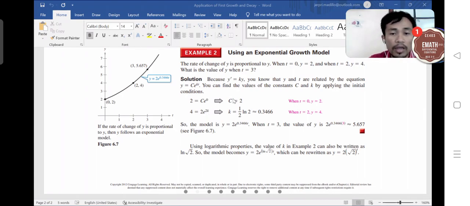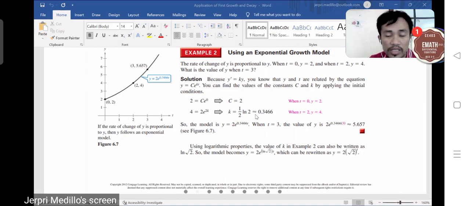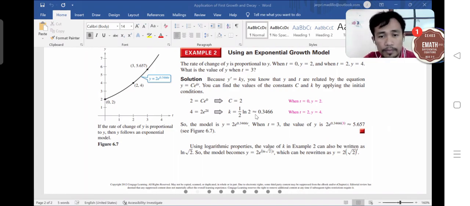By putting ln, we have the result: k is equal to 1/2 ln of 2. So such value is 0.3466. Right now we have a value of k already.